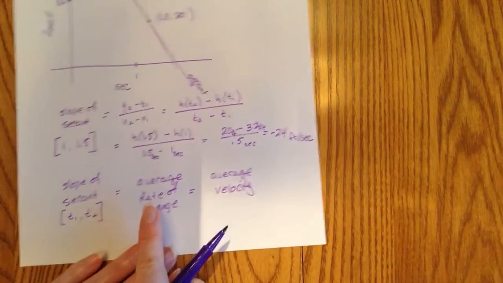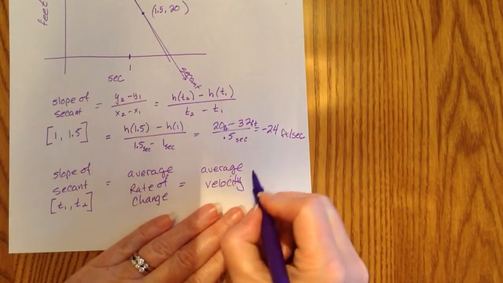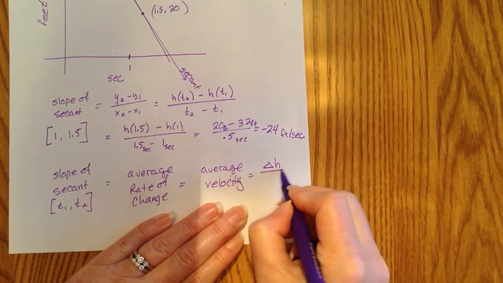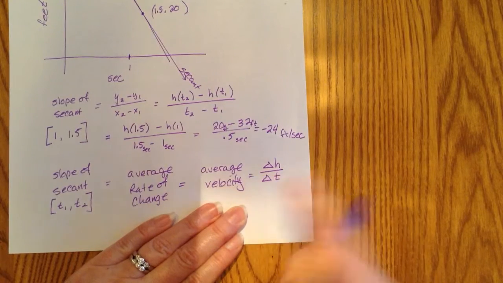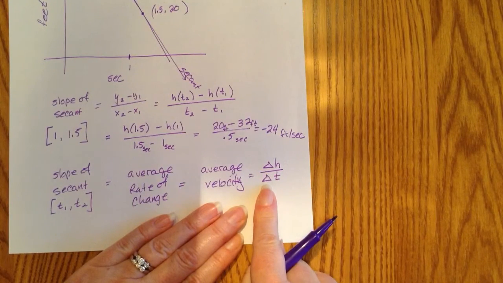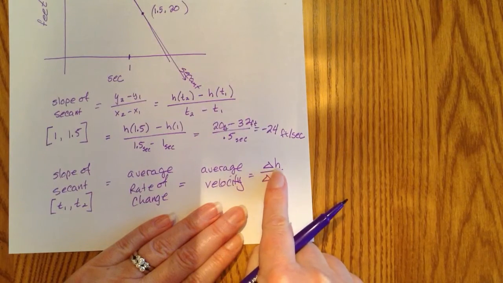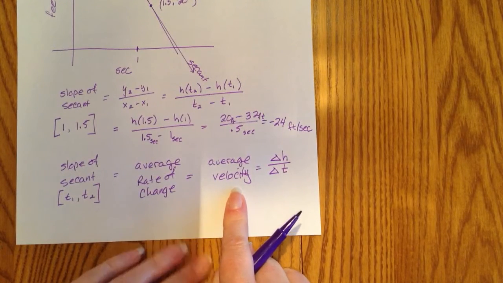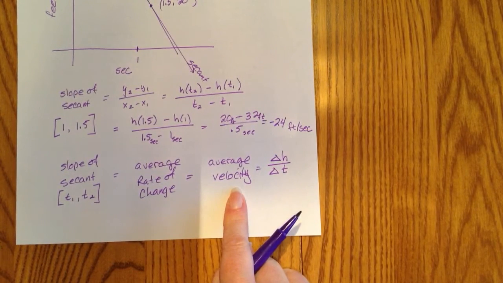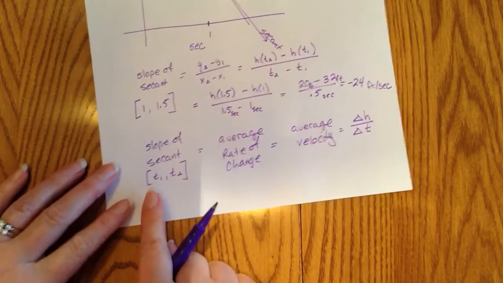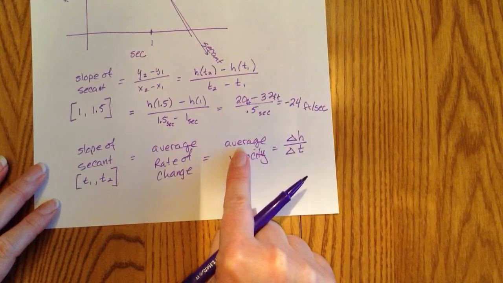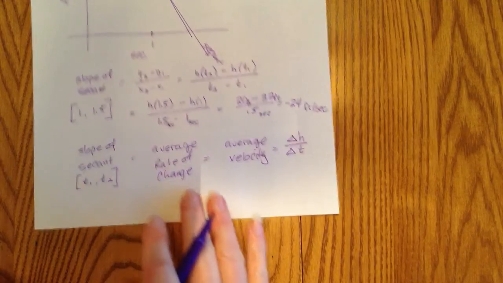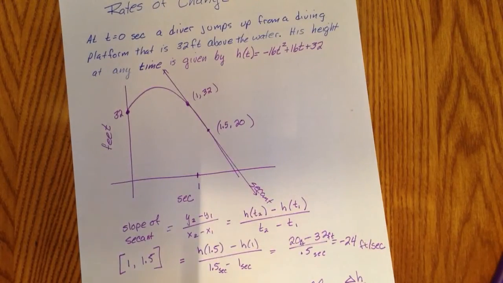Now, again, the average rate of change is average velocity if we are looking at a change in position over a change in time. You remember the delta is the Greek letter that stands for a little change. Little change in height over a little change in time will give us velocity. And when we are considering a secant line with two points, two times, a time interval, we have an average velocity.